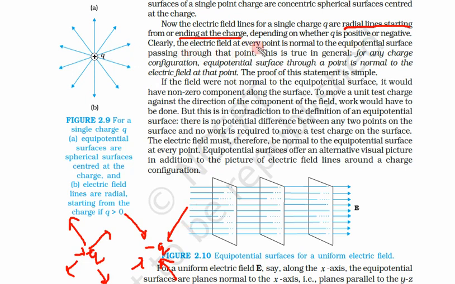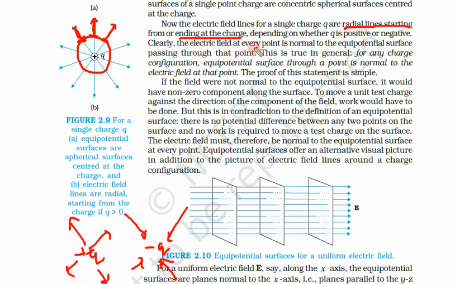Clearly the electric field at every point is normal to the equipotential surface. If we create an equipotential surface, for a positive charge it was a sphere. Similarly, the equipotential surface for a negative charge is also a sphere, only the direction will be inwards rather than outwards. So this is concentric. You see the direction of the surface and this is normal. Again this is the direction of the surface, and this is normal. For this one, direction of surface, and this is normal.